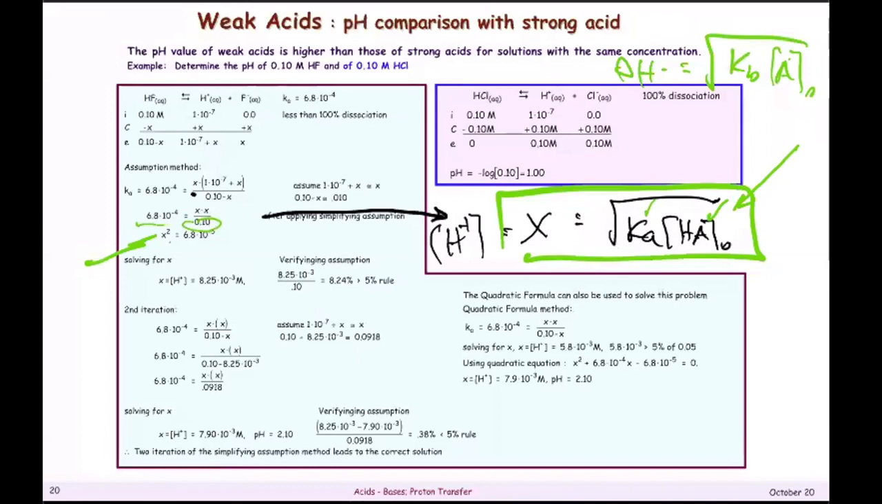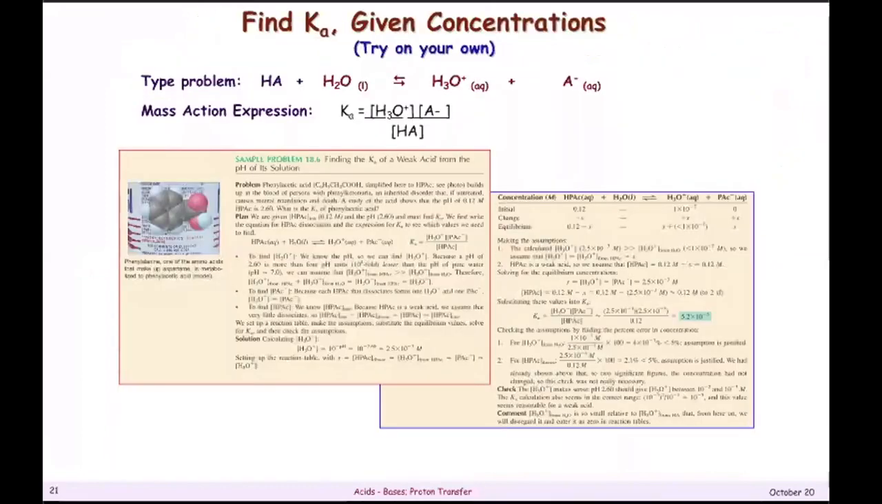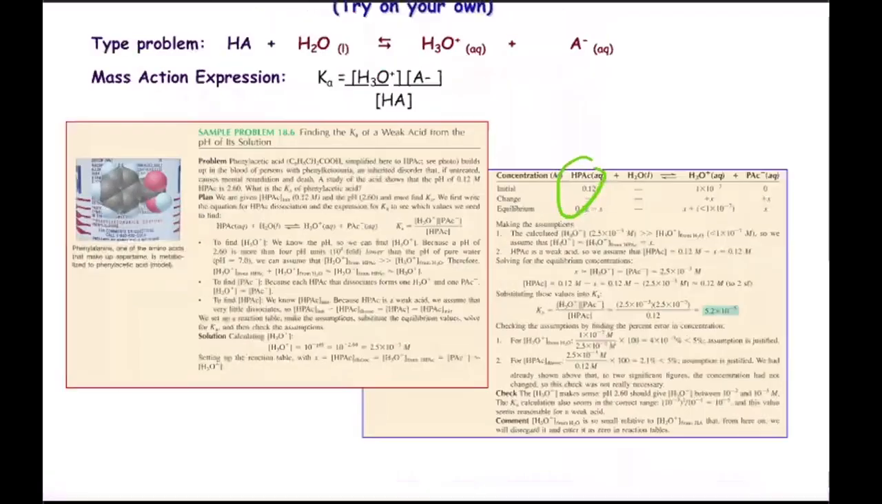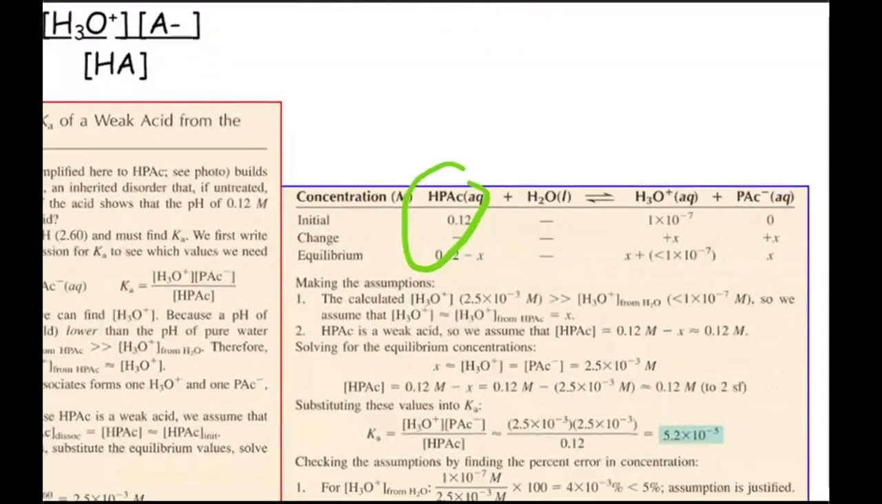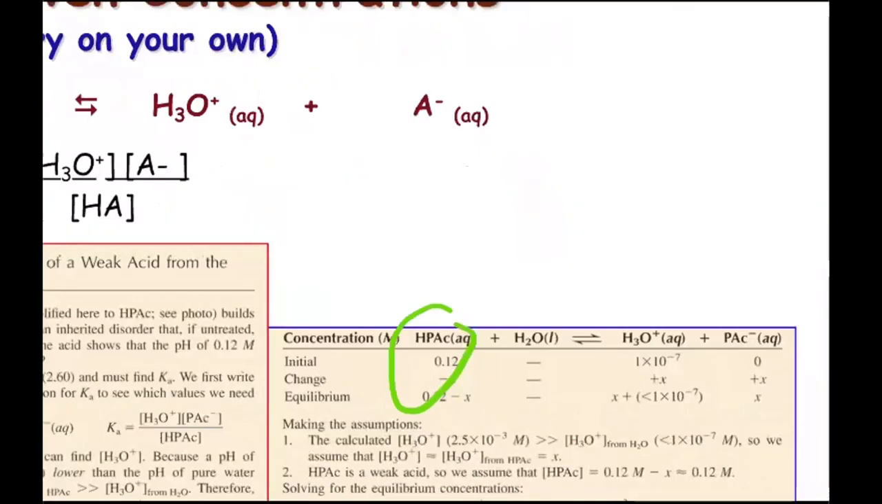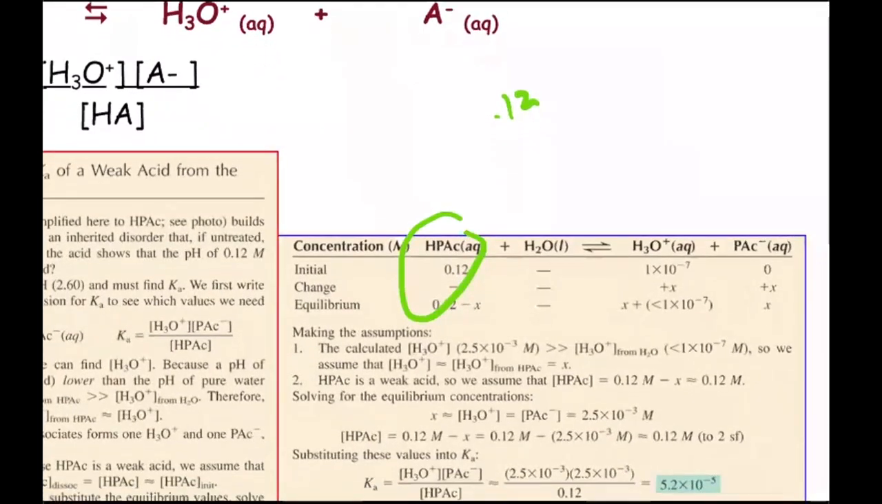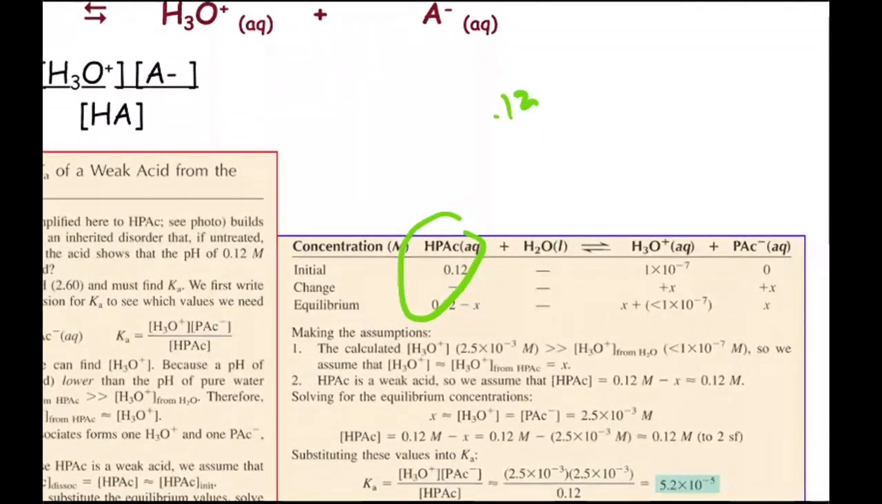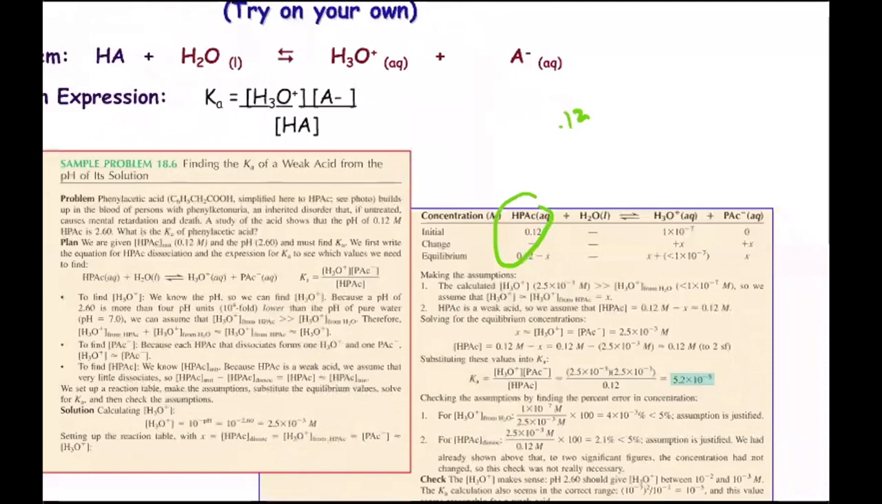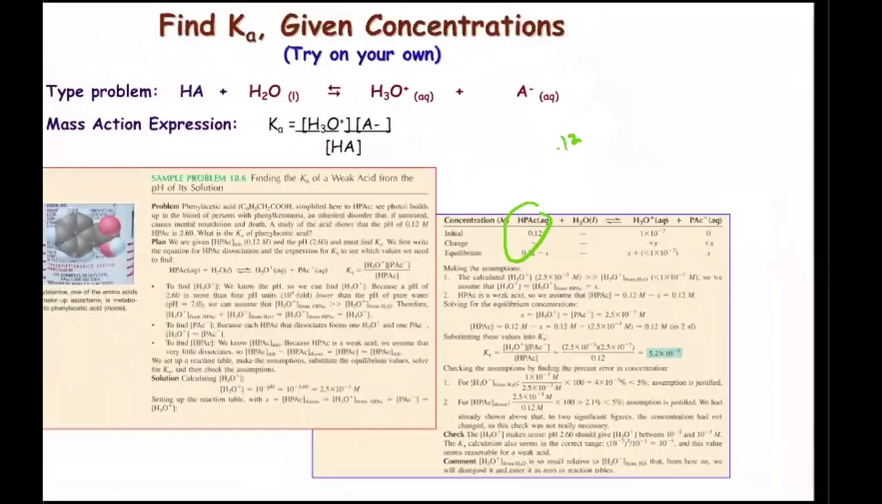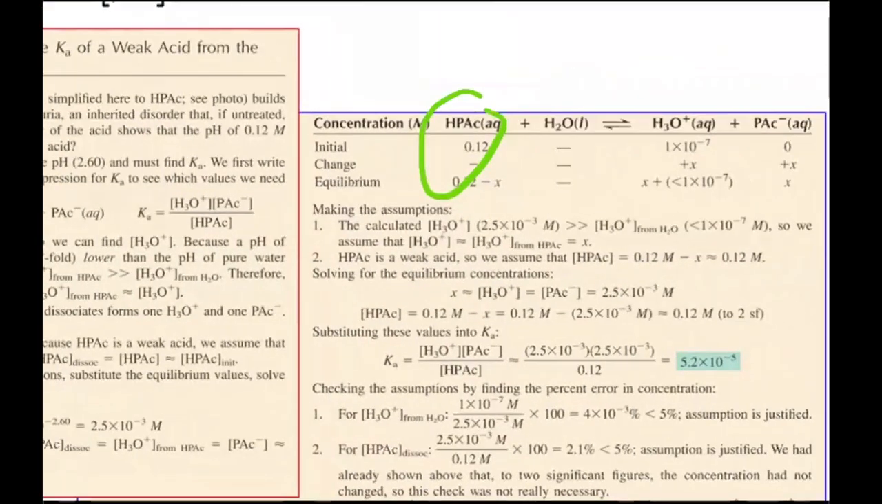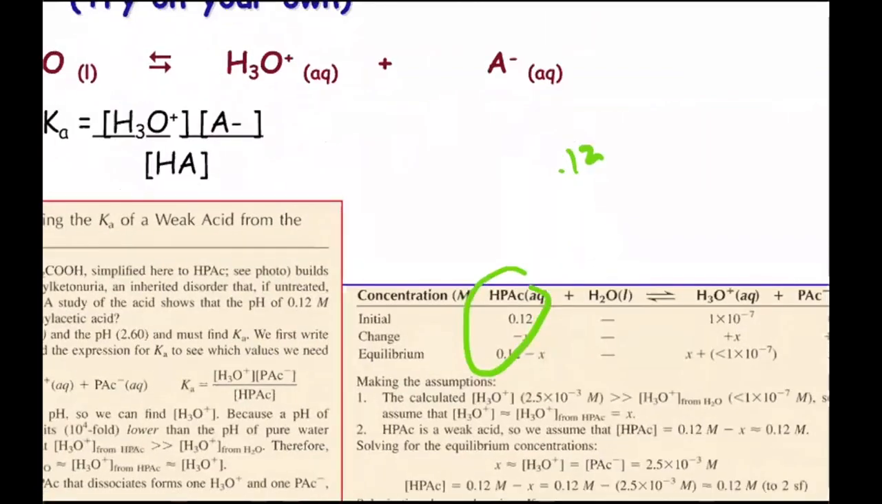Okay. Here are more examples, and you can try it here. You've got a concentration of, this is propionic acid. The initial concentration is 0.12, and the Ka for this particular reaction is 2.5 times 10 to the minus 3. Let me just make sure that that's correct.